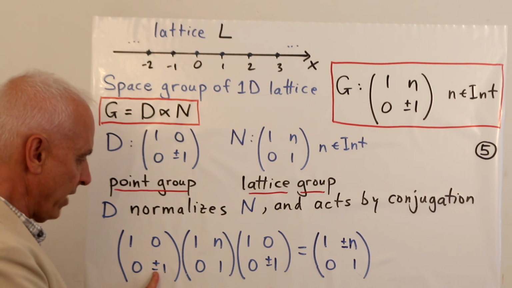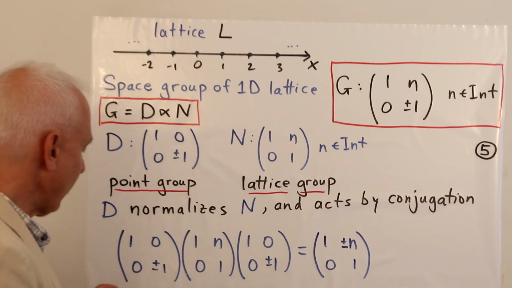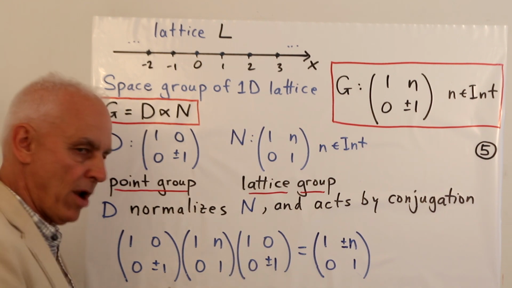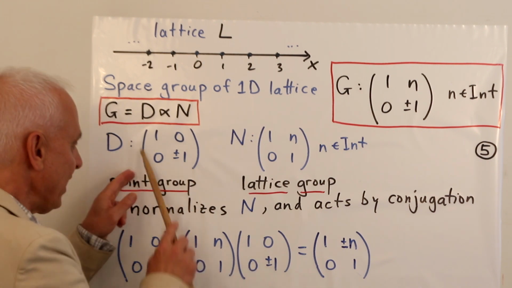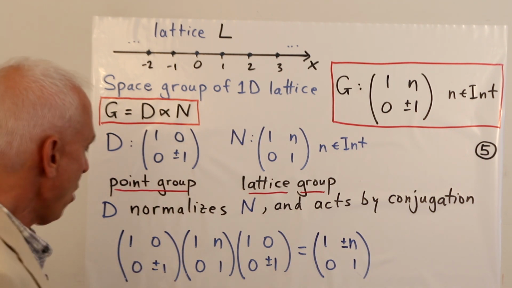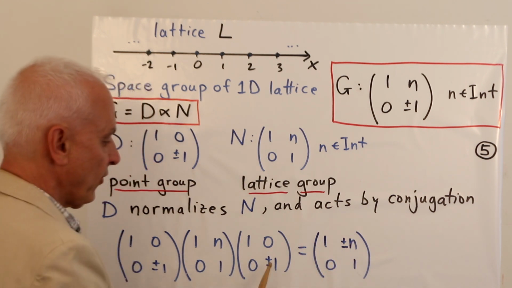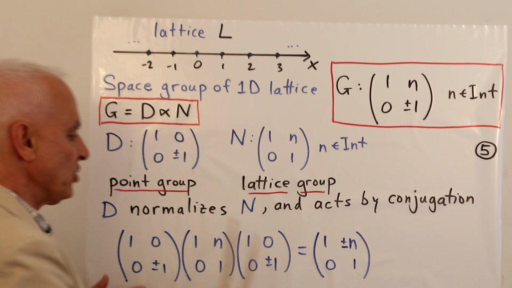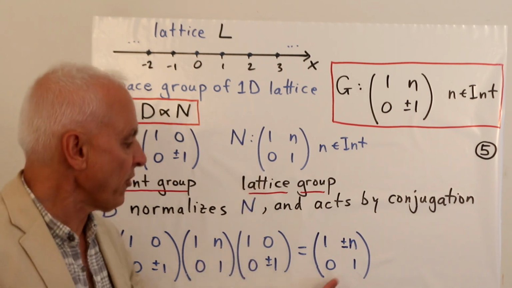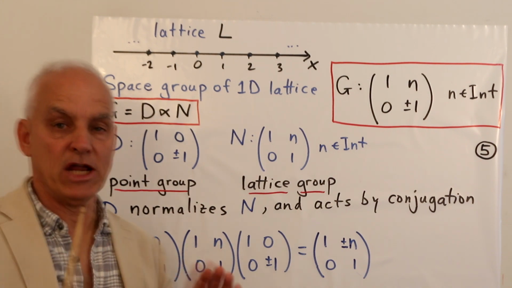So if this one is plus 1, then this one is also plus 1. And if this one is minus 1, then this one is minus 1 as well. The reason is because the inverse of 1, 0, 0, minus 1 is also 1, 0, 0, minus 1. Okay, so when we restrict to these two simple matrices, the inverses are the same as those matrices. So then when you do this product, you get 1, plus or minus n, 0, 1. So you can see that the action of conjugation is just sending one of these n matrices to another n matrix. The only difference is that perhaps the entry here has changed sign.